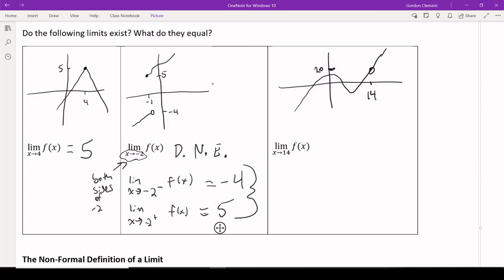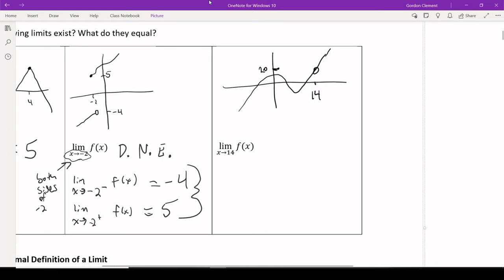If I'm close to -2, I can't say for sure that I'm close to 5, because if I take one teeny tiny step off -2 this way, I'm actually close to -4. And if I'm close to -2, I can't say for sure that I'm close to -4, because if I take any teeny tiny step off this way, I'm way up here at 5. So the fact that these things are mismatched means that this limit doesn't exist. Whereas these are called one-sided limits. The one-sided limits exist, and they have values, but since these values don't match, the overall limit does not exist. Everyone good with that idea? Okay.